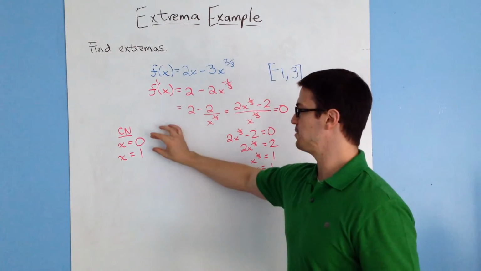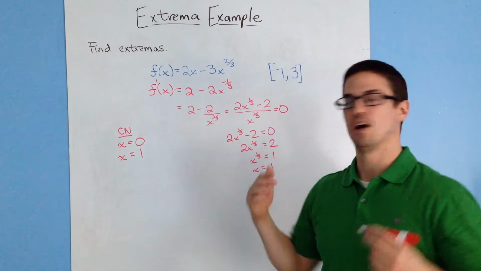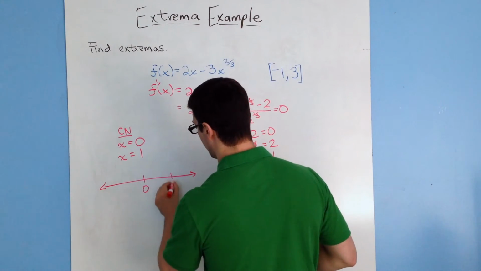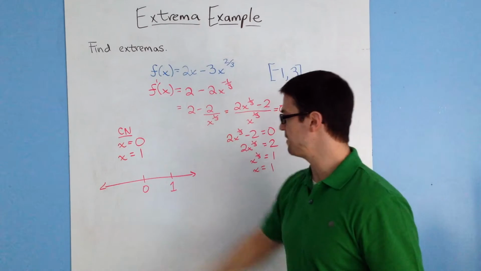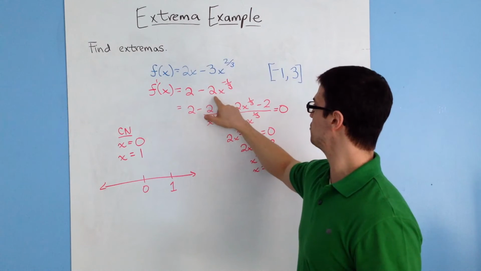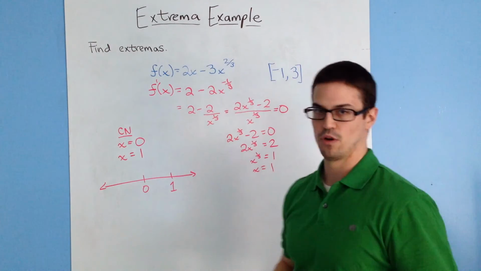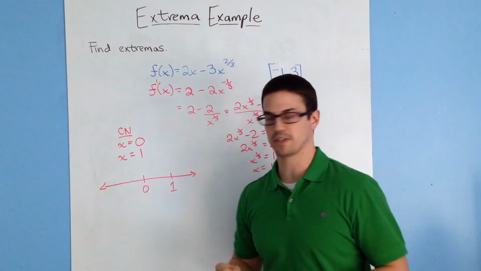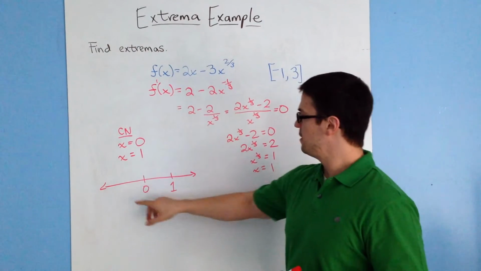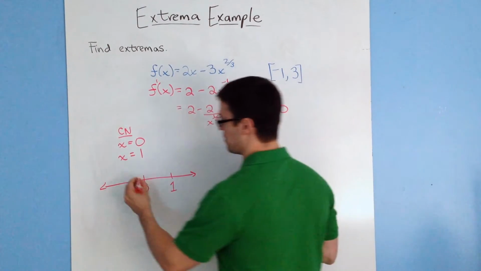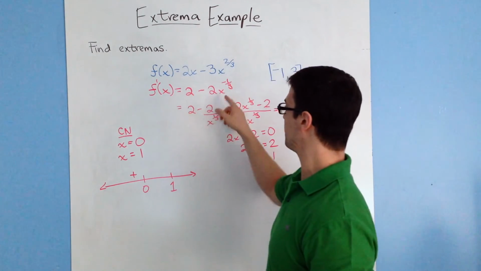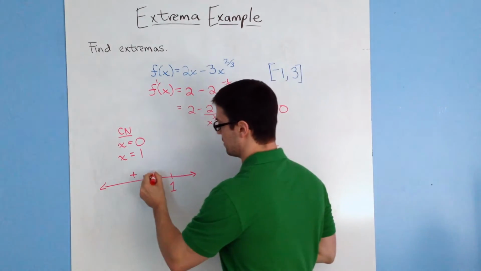So we need to now see if these critical numbers actually yield a relative extrema. I'm going to make my number line like so. I have 0 and I have 1. I'm going to test one side of the 0 and put -1 in for the derivative. So you end up with 2 minus 2 times -1 to the -1/3 power. If you put -1 in here, you will end up with a positive number. If you put in 0.5 into this, you will get a negative number.